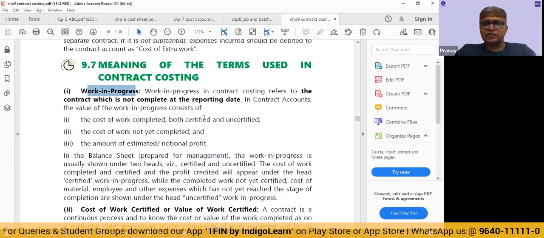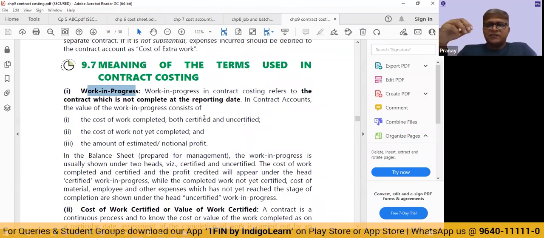So we have cost incurred over multiple periods. Revenue also has to be recognized over multiple periods. So work in progress is that work which is still in progress and not completed. But here, work in progress can be divided into two: something that is certified and something that is uncertified.